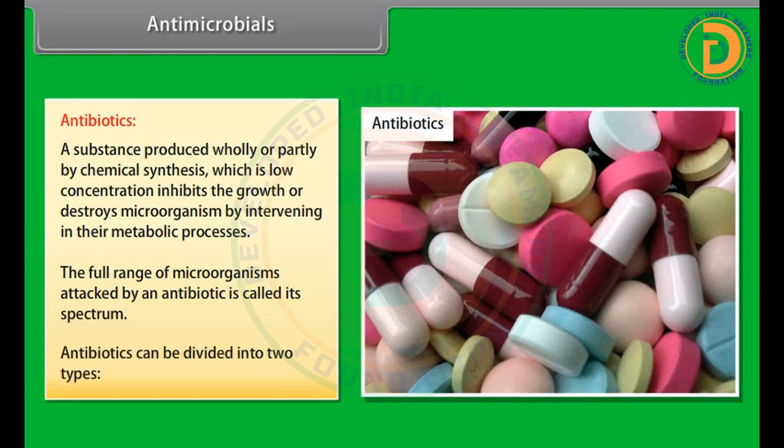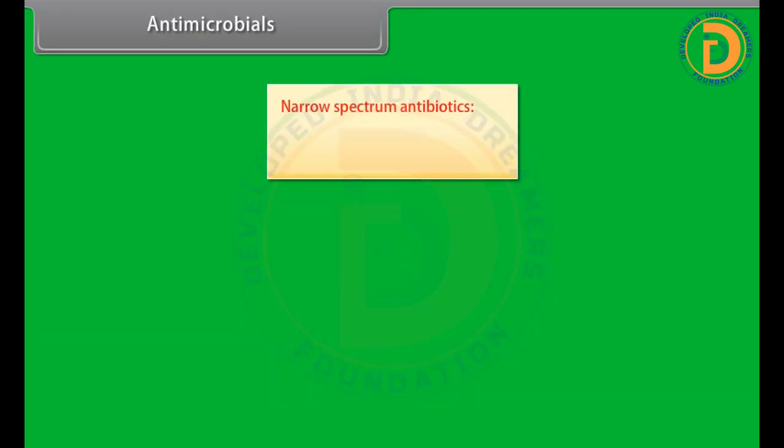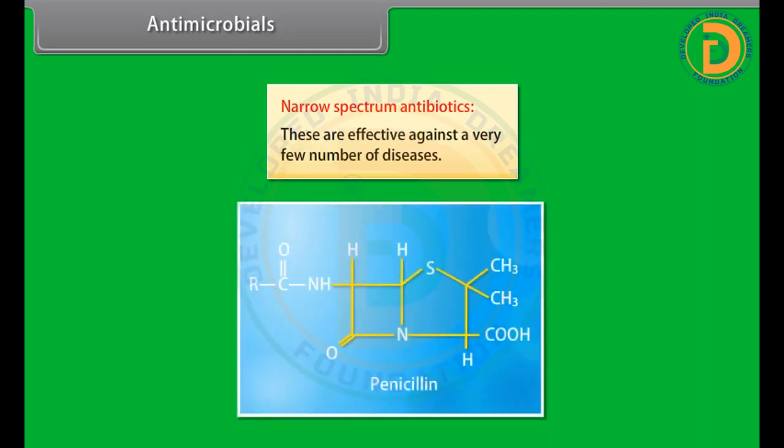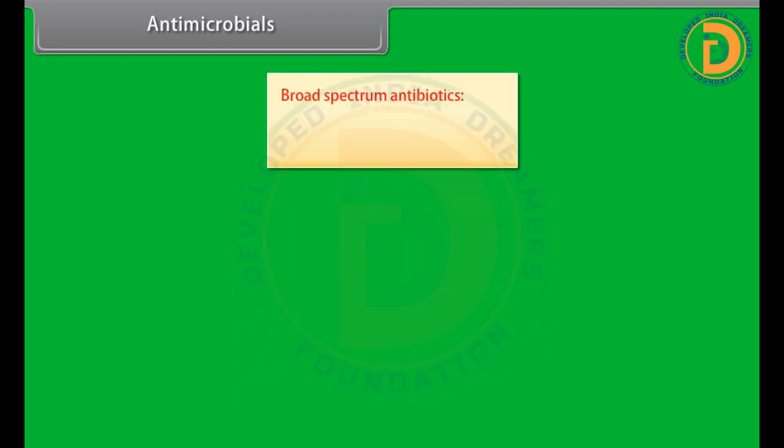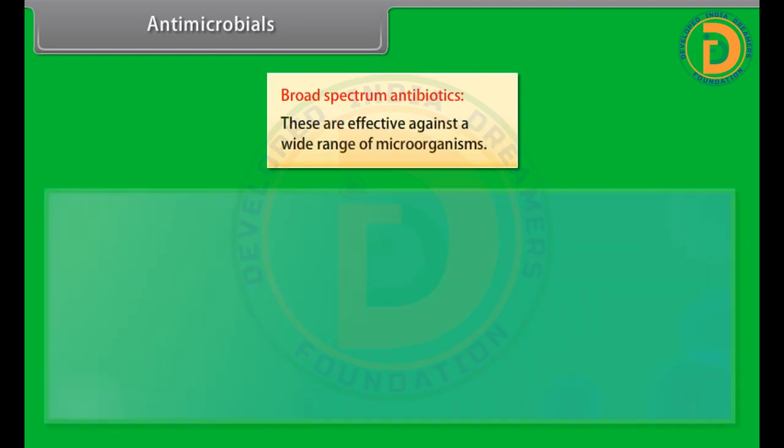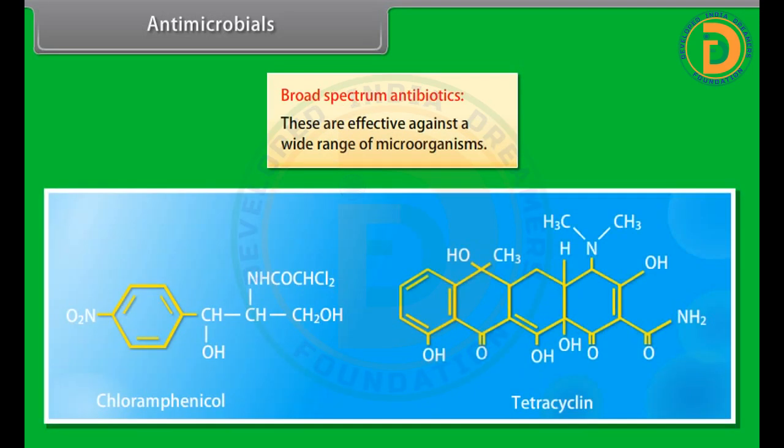Antibiotics can be divided into two types. Narrow-spectrum antibiotics. These are effective against a very few number of diseases. For example, penicillin. Broad-spectrum antibiotics. These are effective against a wide range of microorganisms. For example, chloramphenicol and tetracycline.